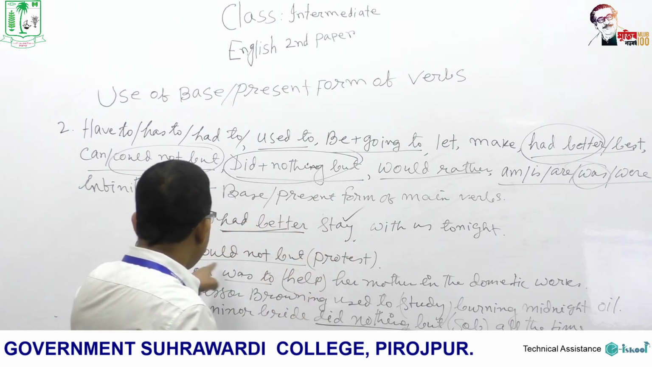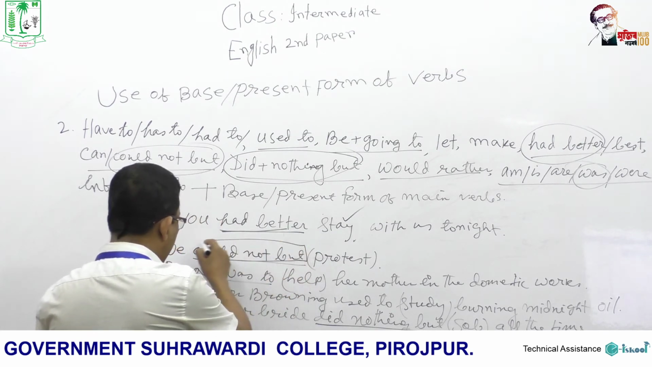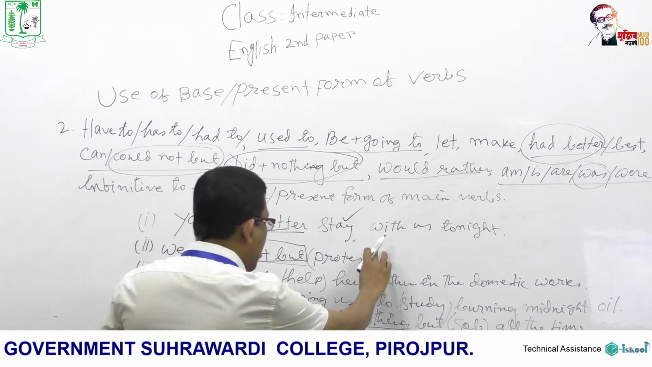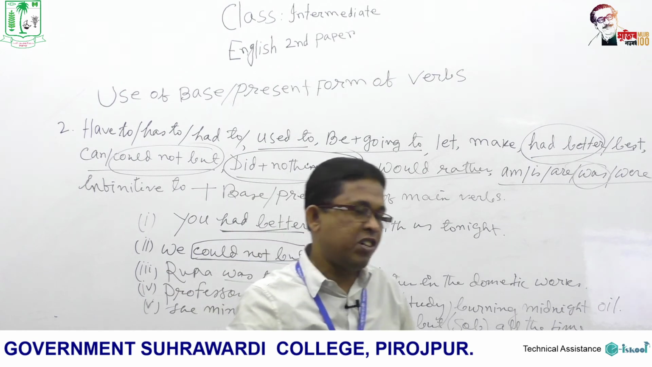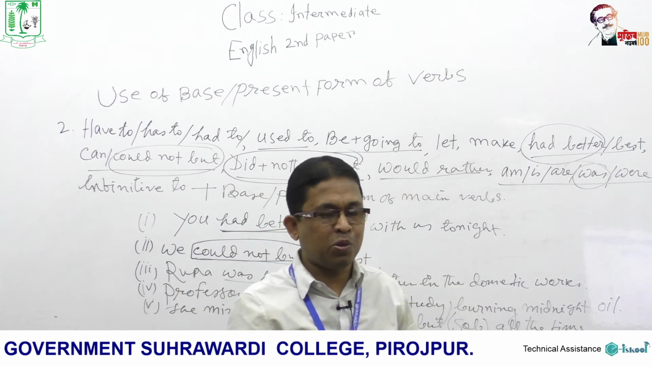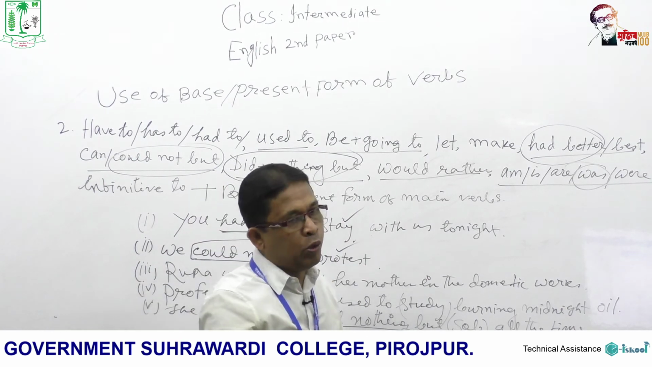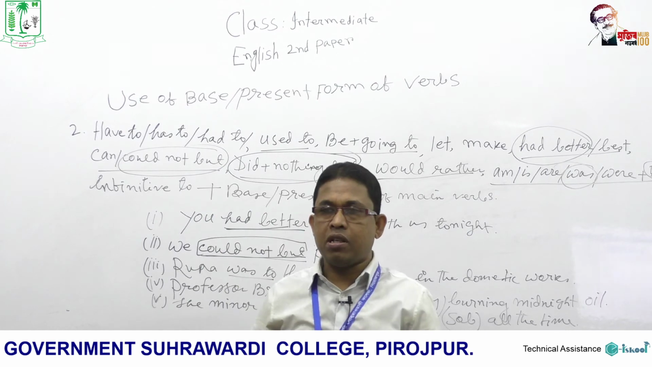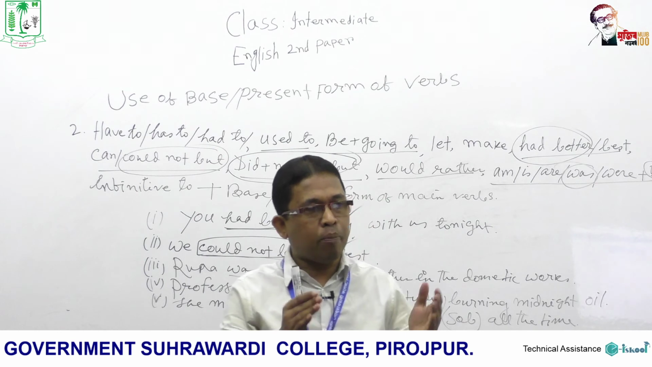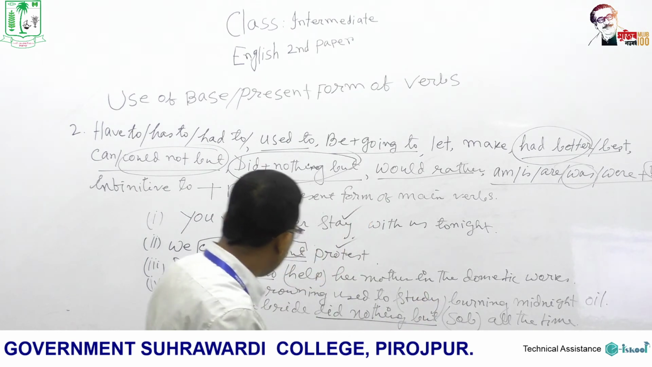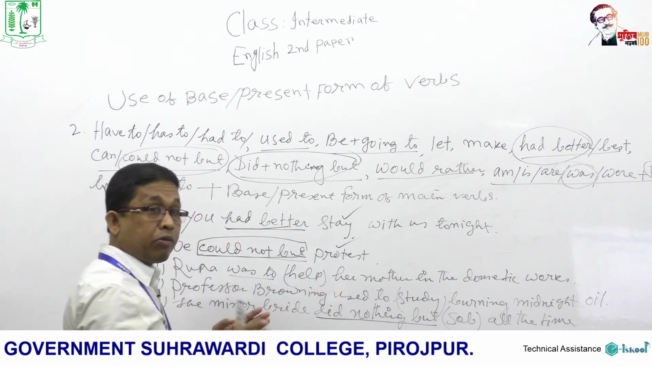And then, we could not but protest. After could not but, we are to use the base form, that is protest. Protest means to raise voice against some bad thing which you don't like. If you use we could not but protested, it is wrong, because after could not or cannot but we have to use the base form of main verbs. When we use protest, the base form, this is correct.